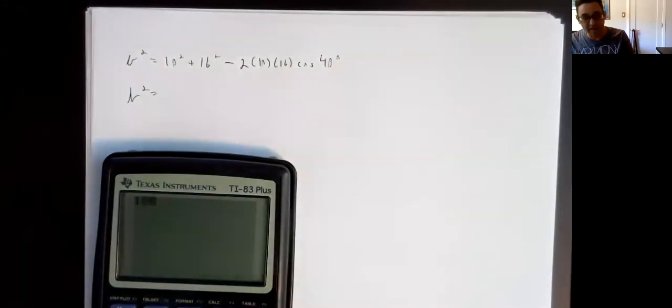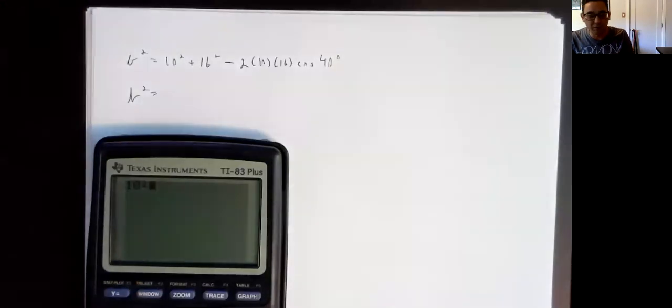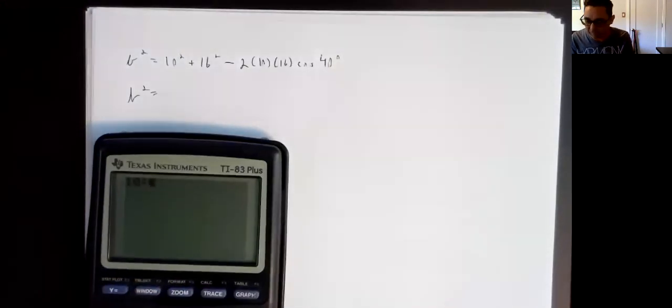So 10 squared. My calculator actually has a squared button, so I just hit the squared button. Yours may or may not, so it depends on your calculator. Plus 16 squared minus 2 times 10 times 16 times the cosine of 40.